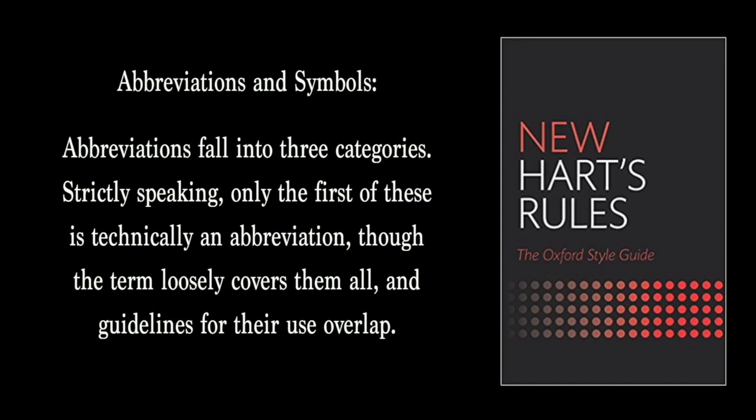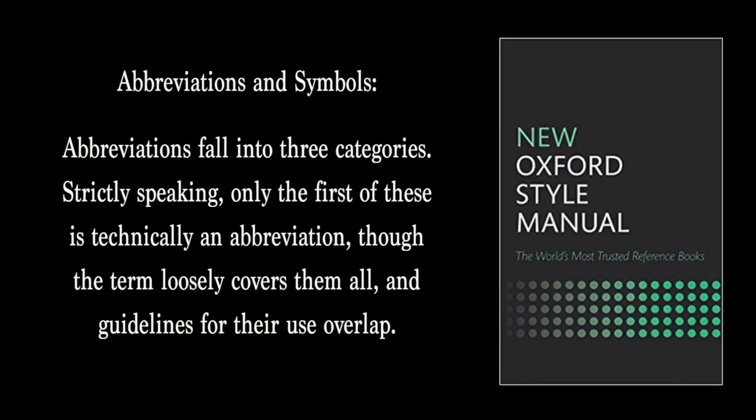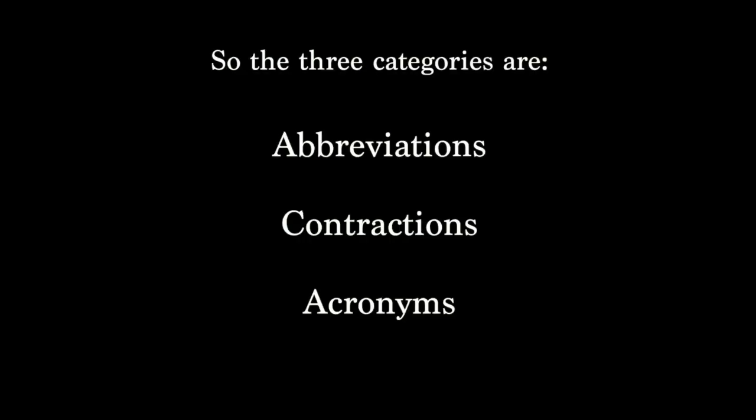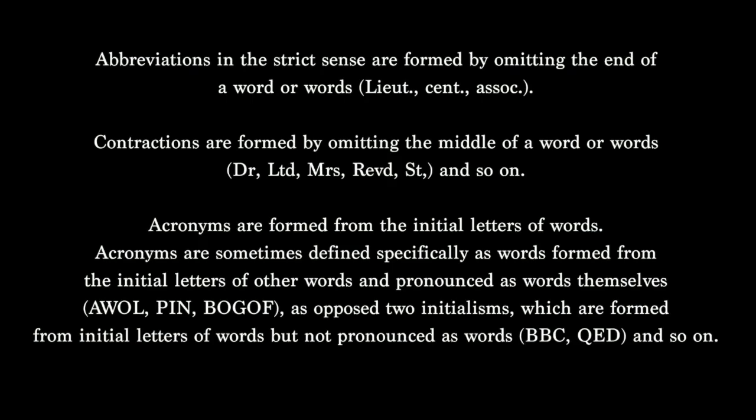Only the first of these is technically an abbreviation, though the term loosely covers them all, and guidelines for their use overlap. So, the 3 categories are abbreviations, contractions, and acronyms. Abbreviations, in the strict sense, are formed by omitting the end of a word or words: lieutenant, association, etc. Contractions are formed by omitting the middle of a word or words: doctor, limited, Mrs., street, etc. Acronyms are formed from the initial letters of words.